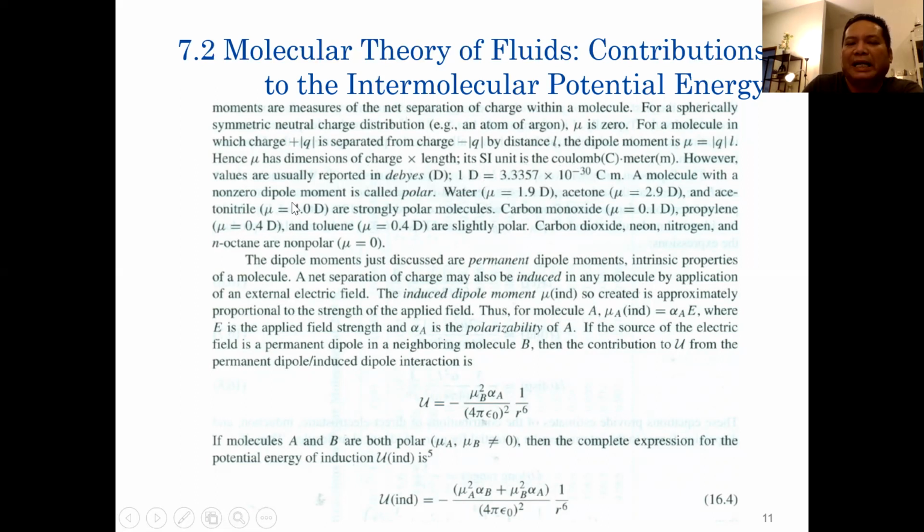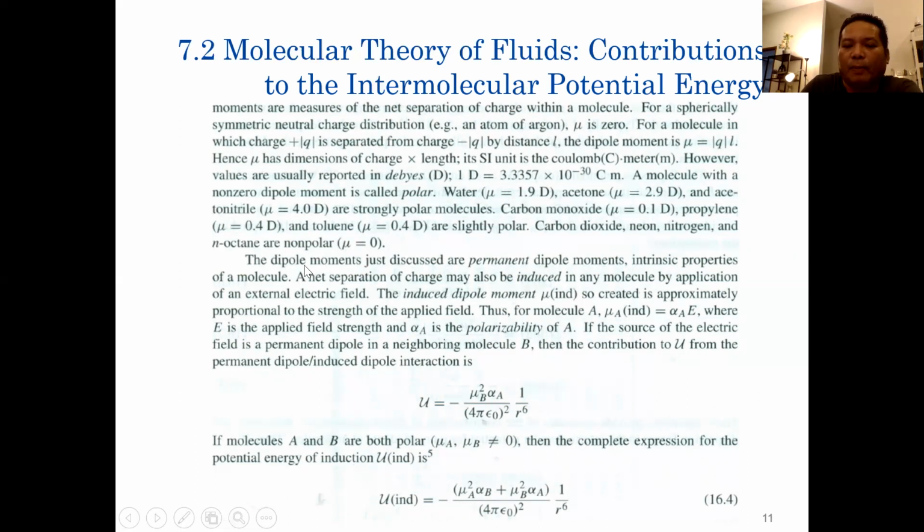A molecule with a non-zero dipole moment is called polar. We know that water is very polar. Acetone and acetonitrile, at 1.9 D, 2.9 D, and 4.0 D, are strong polar molecules. Carbon monoxide is very low at 0.1 D, propylene 0.4, and toluene is 0.4 D. These are lightly polar. Carbon dioxide, neon, nitrogen, and octane are non-polar, where μ is equal to 0.